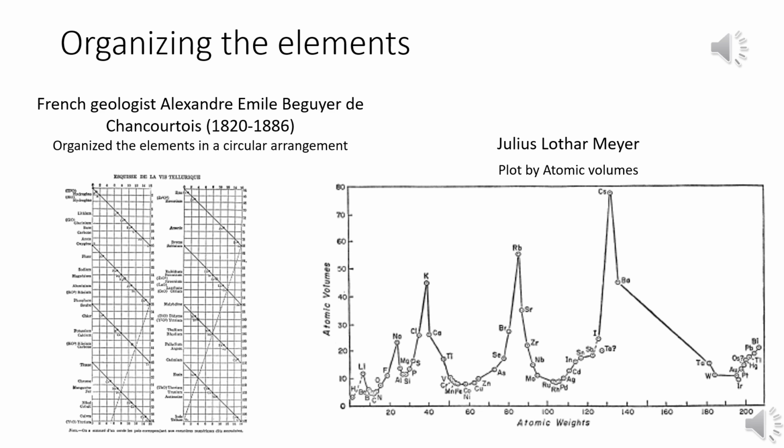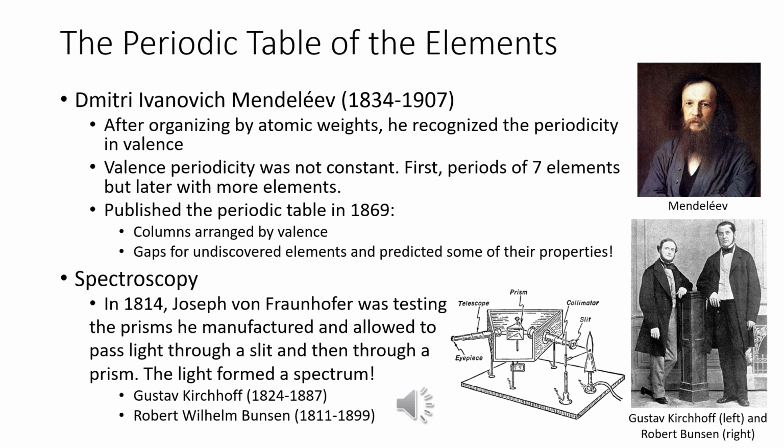Despite this important contribution by Julius Lothar Meyer, there was a Russian chemist called Dmitry Ivanovich Mendeleev who made a very significant contribution to the development of the periodicity and the periodic table of the elements. We can say that the main contribution of Mendeleev for tackling the problem of organizing the elements was his decision to give priority to the valence over atomic weights.